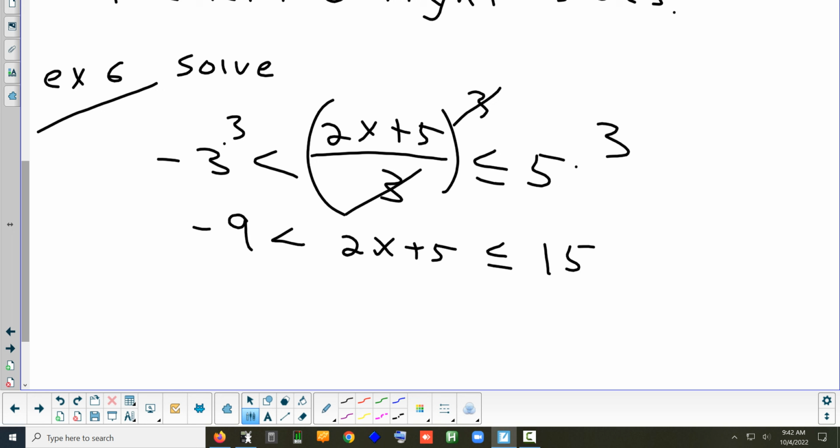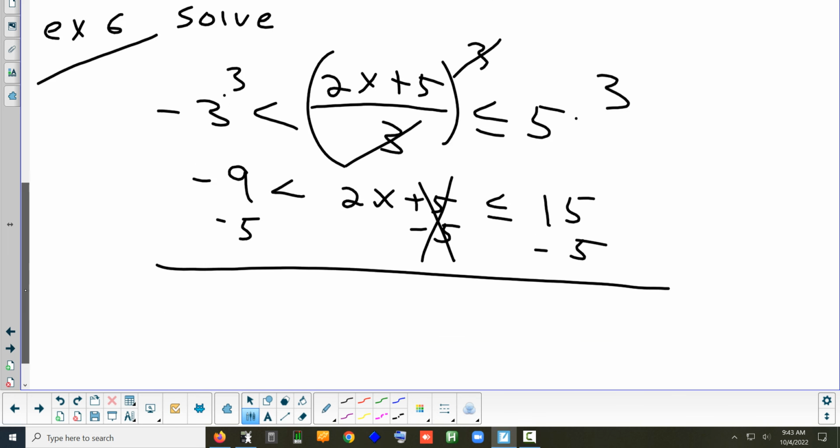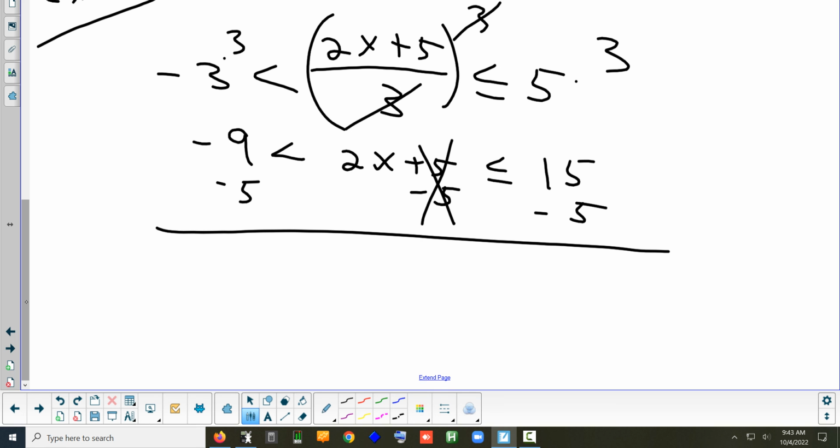Okay, good. And now we have 2 more steps to get x by itself. What would we do next there? Subtract 5, here, here, and there. The 5's are gone. Negative 9 minus 5 is negative 14. And 15 minus 5 is 10. And my last step? Yep, divide everything by 2.